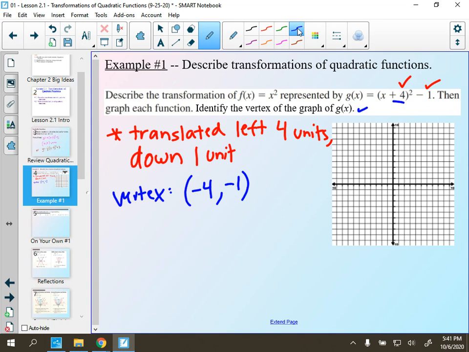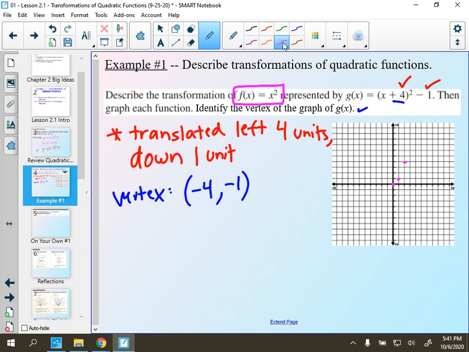I'm going to put the parent function on right away. It's one that hopefully by this point we're comfortable with. If you're not comfortable graphing that, you plug in values for x, square it, and see what you get for f of x. So if I plug in a 0, I get 0. If I plug in a 1, I get 1. If I plug in a 2, I get 4. If I plug in a 3 and square it, I get 9.